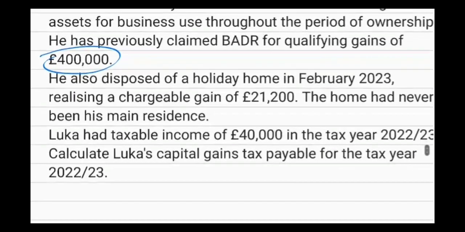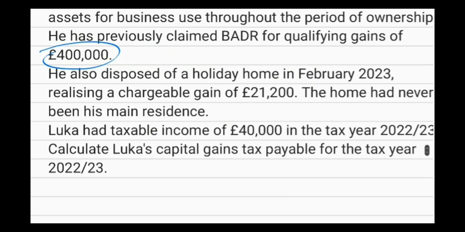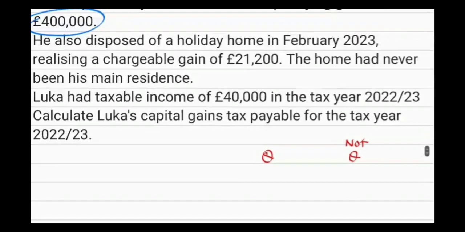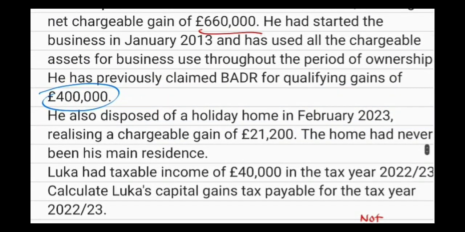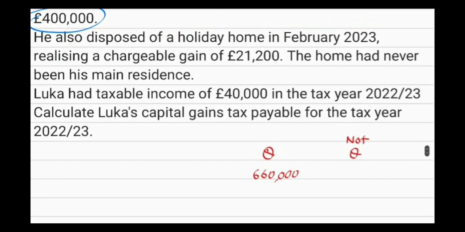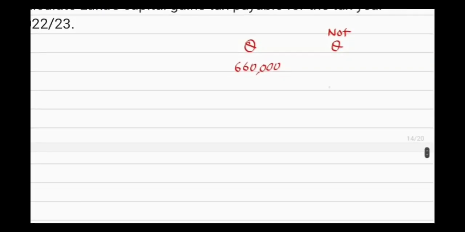Luca has taxable income of 40,000 in the tax year 22-23. Calculate Luca's capital gains tax payable for the tax year 22-23. So again we have to consider assets that qualify for BADR relief and assets that won't qualify for BADR relief. The qualifying assets are 6,60,000 that qualify for the BADR relief, and the gain on the sale of the house, 21,200, won't qualify for the BADR relief.